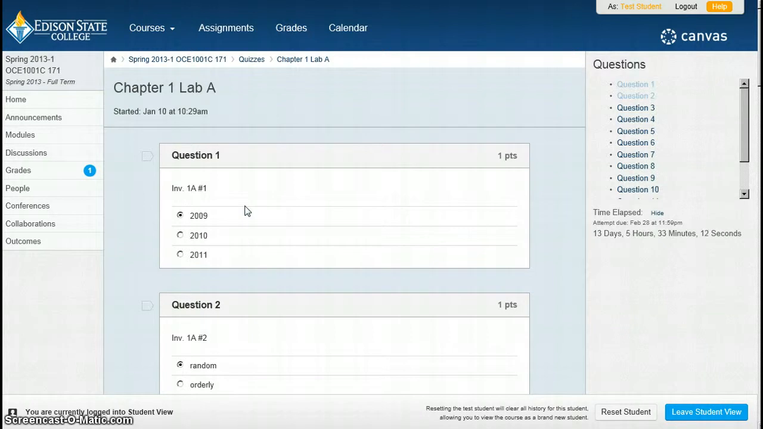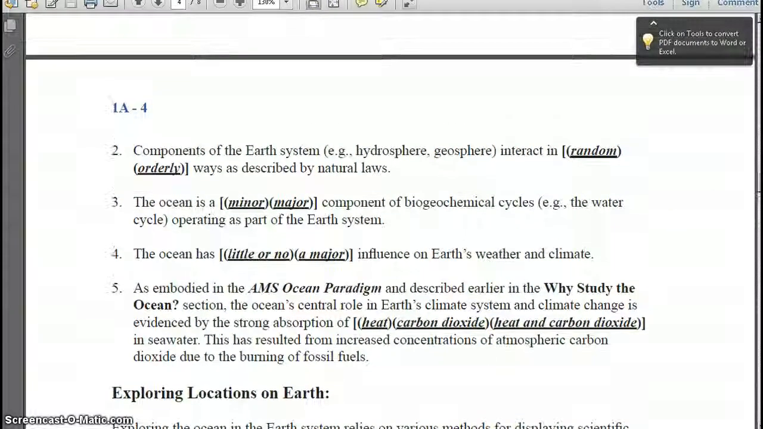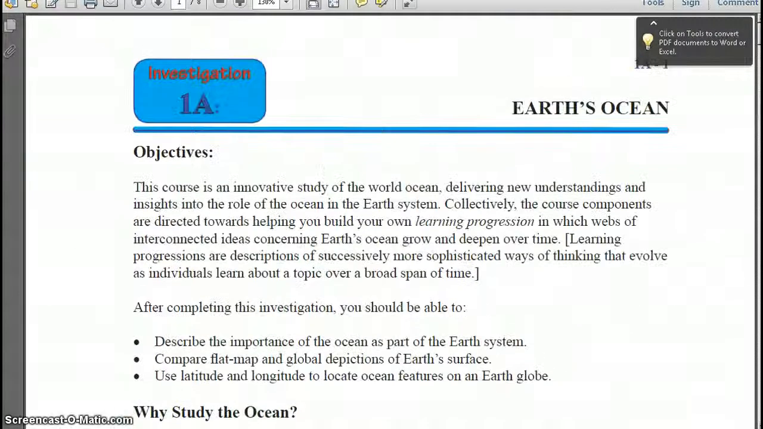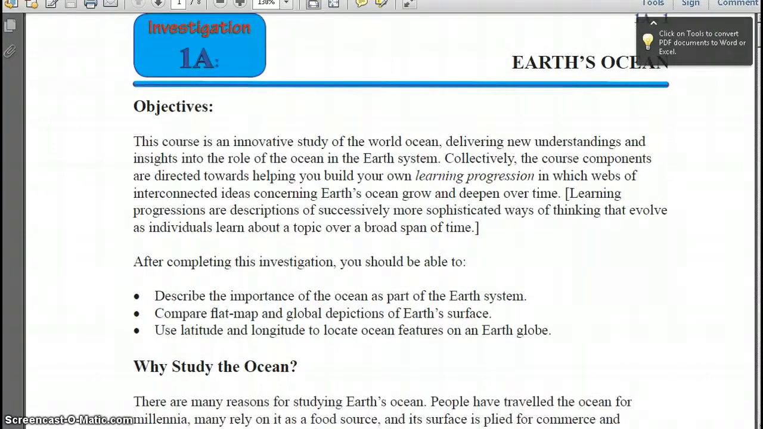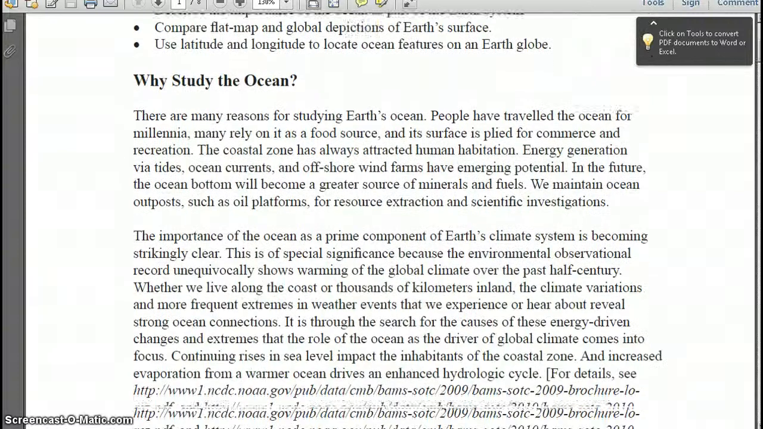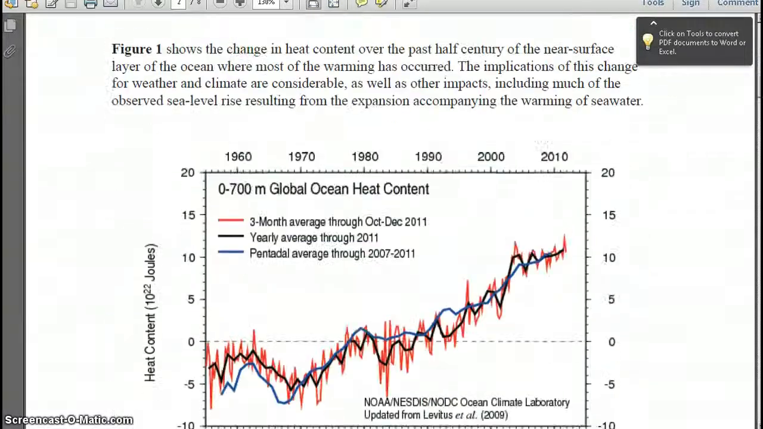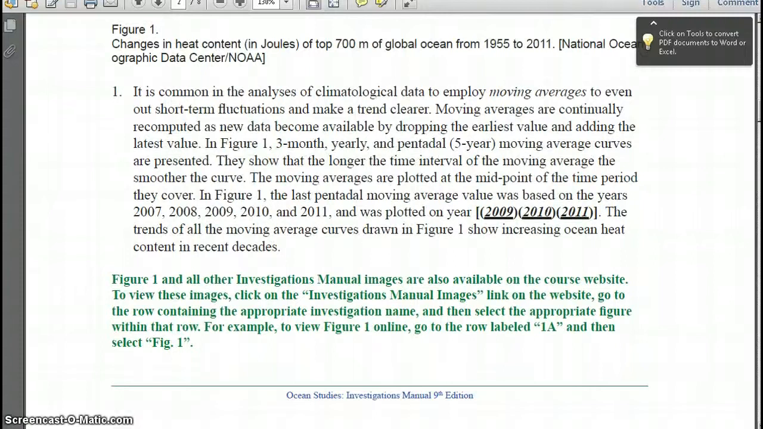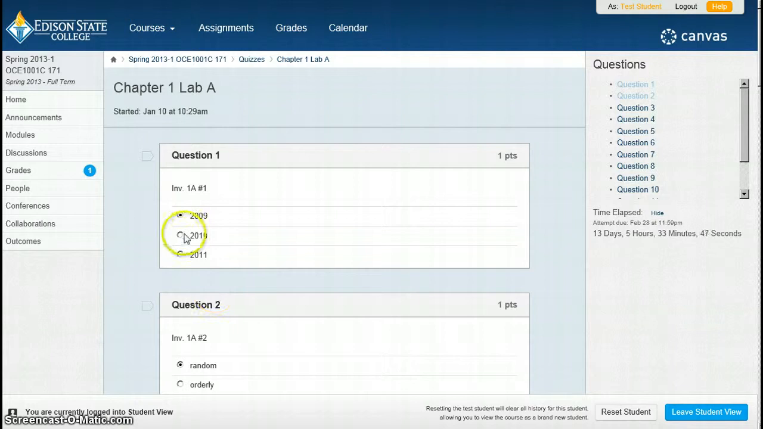I do have a copy of Chapter 1, so I can show you exactly what it's referring to. Let me scroll back up to the top from where I was, and you can see this is what it looks like in your lab manual. If you were completing this lab, you would read through the lab and all the information that's in it. We get to question 1, and you can see what the question is asking you. Then the possible answers for this question is 2009, 2010, or 2011. This is where you are going to put the answer that you believe is the correct answer.